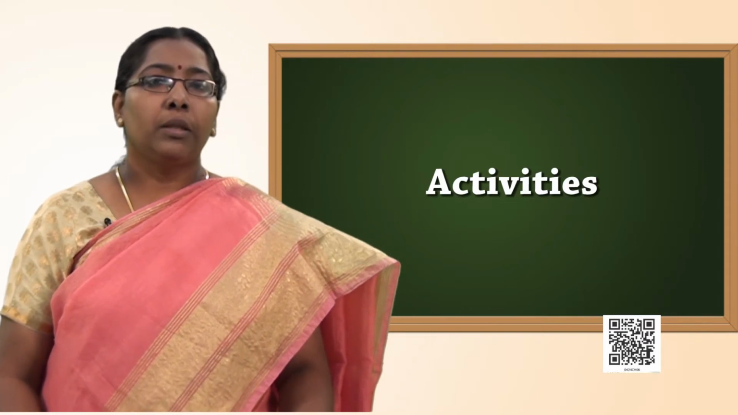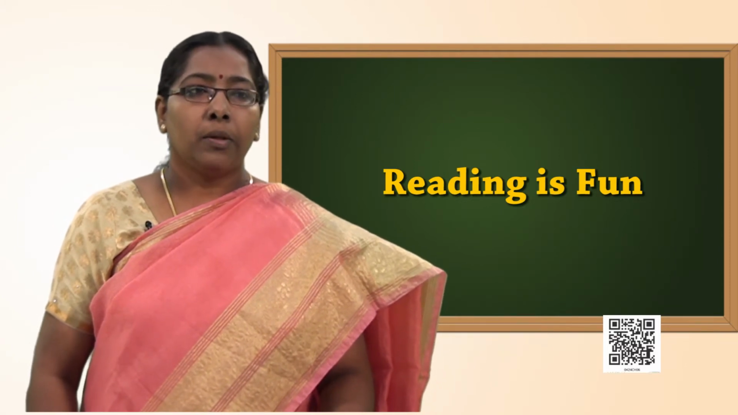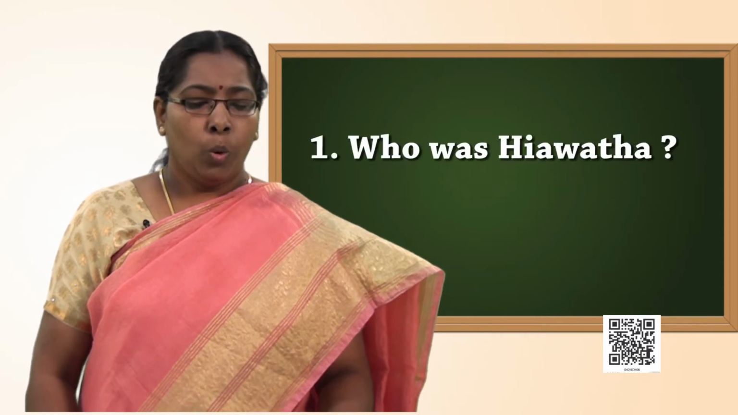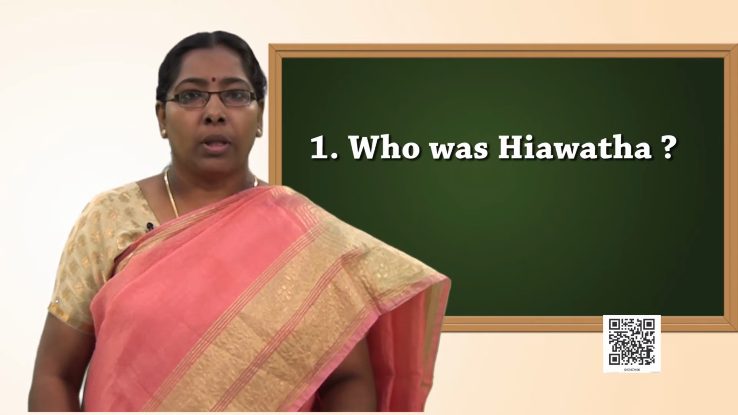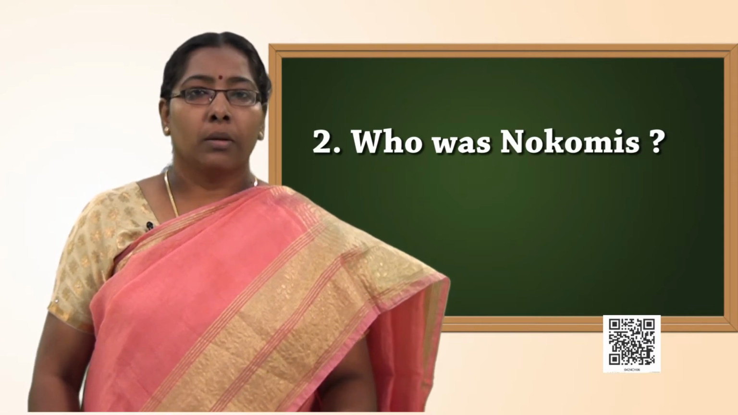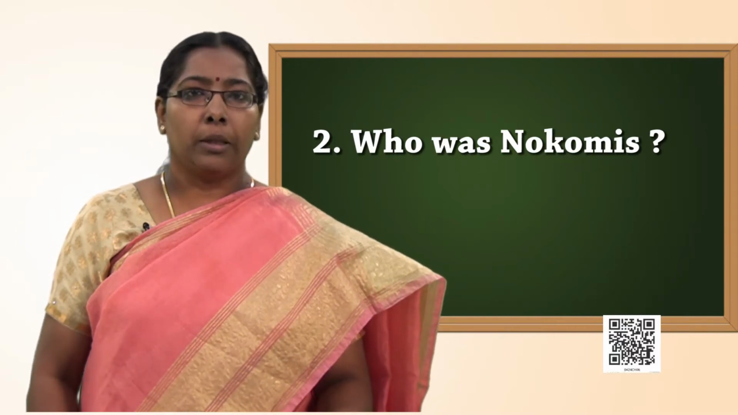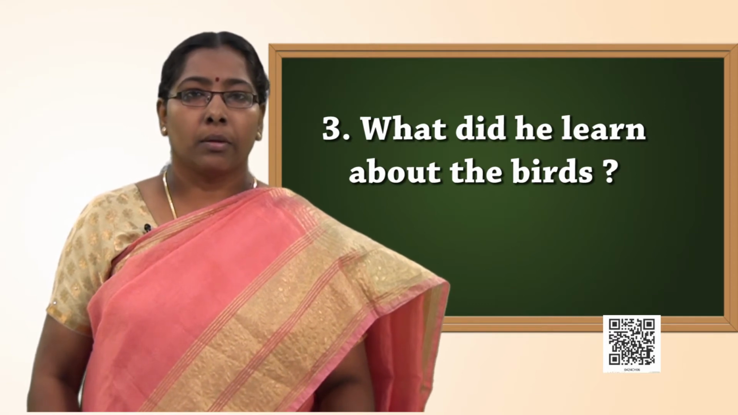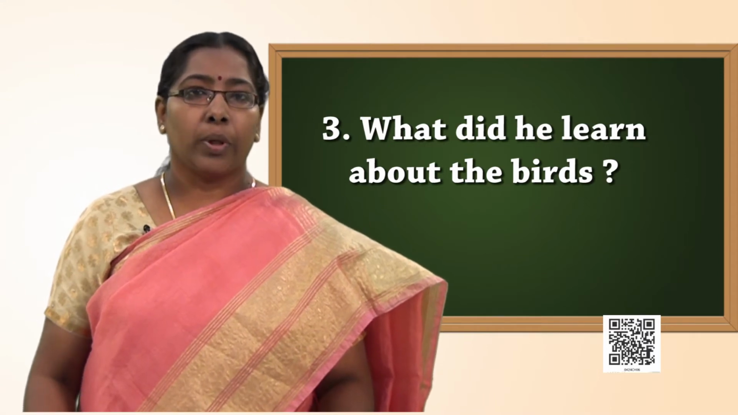So, the first task is Reading is Fun. You have a few questions. So, as I read the question, you will be able to answer. Who was Hiawatha? Yes, you know the answer. Hiawatha was a little Red Indian boy. Who was Nokomis? You know the answer. Yes, Nokomis was his old grandmother. Third question, what did he learn about the birds? He knew their languages and secrets.